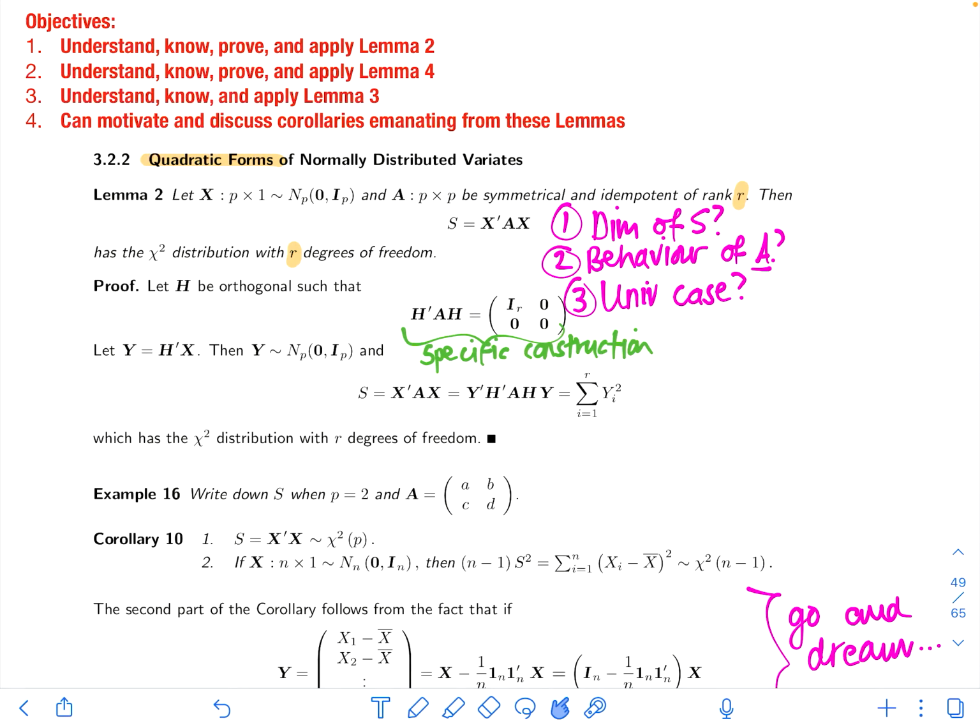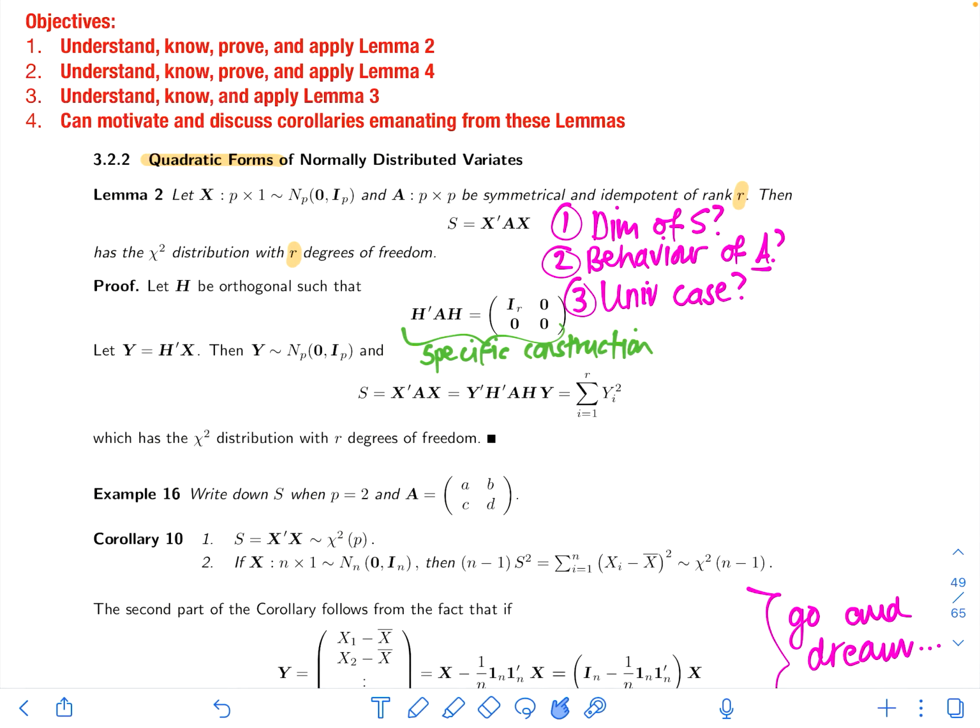because the idea of a quadratic form comes in all forms and shapes throughout our inferential journey. Inferential because we want to estimate mu, we want to estimate sigma. We need to know what these values look like, especially when they come from a data matrix or from data. So we are going to look briefly at quadratic forms of normally distributed variates. The objectives here are to understand, know, prove and apply lemmas 2 and 4. We want to understand, know and apply lemma 3. And we'd like to motivate and discuss corollaries emanating from these lemmas as well.